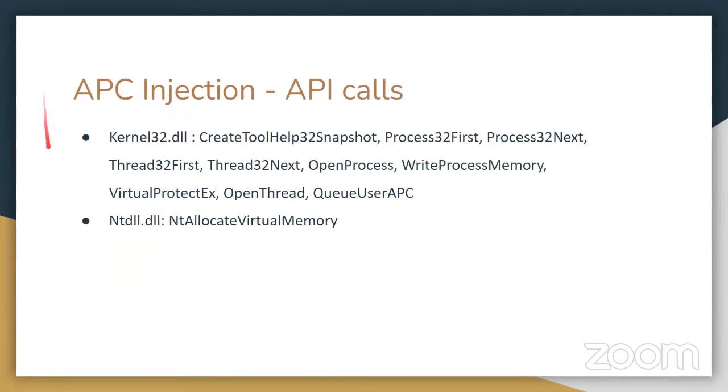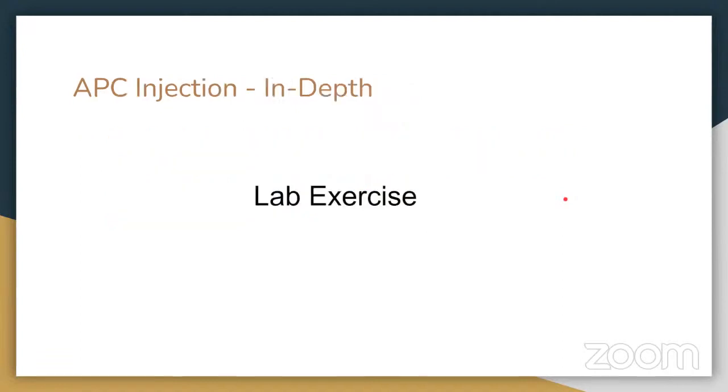So these are all the API calls that are used in this APC injection. So let's move to the lab.